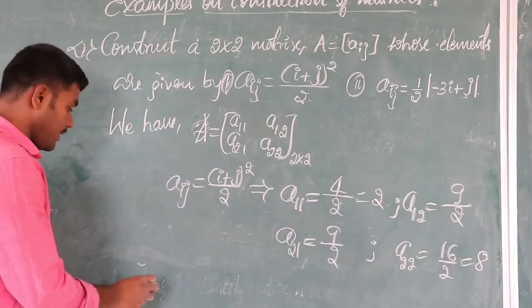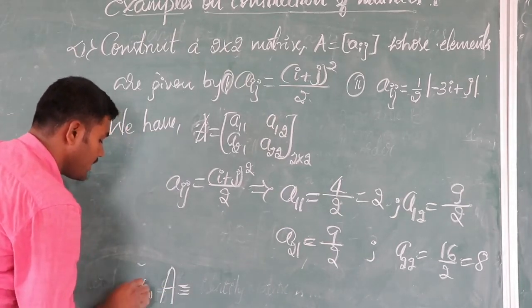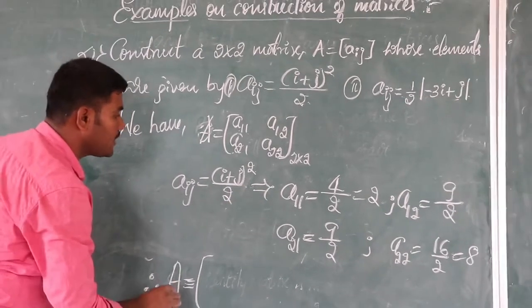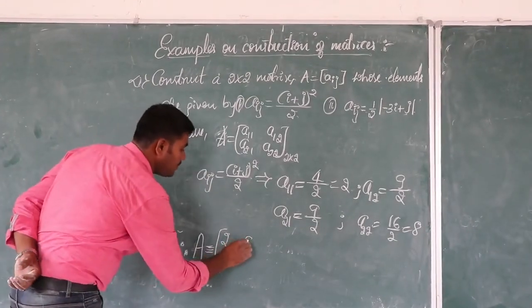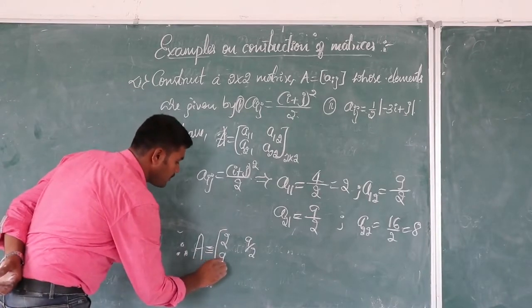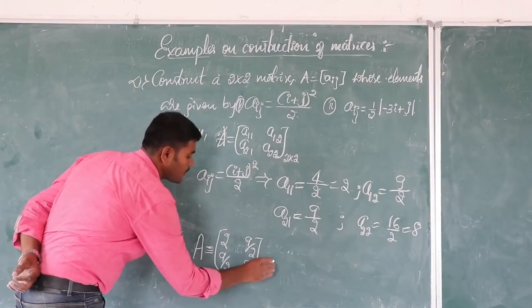So now the resultant matrix. The required matrix is given by A equals: the a11 element is 2, the a12 element is 9 by 2, the a21 element is 9 by 2, and the a22 element is 16 by 2, which is 8. This is called the required matrix.